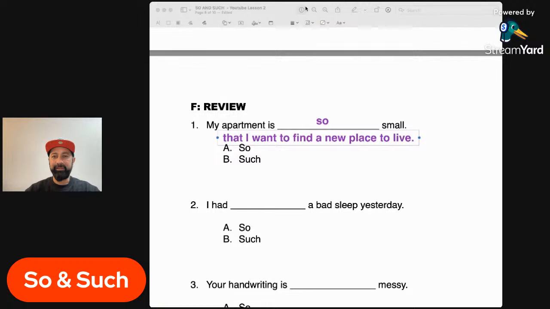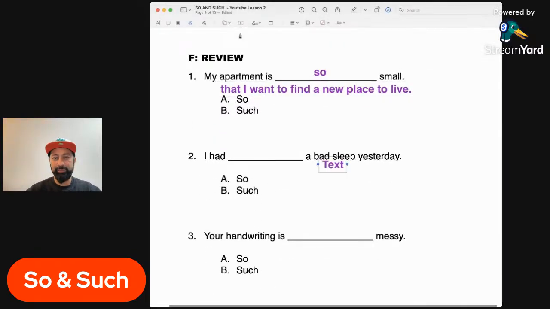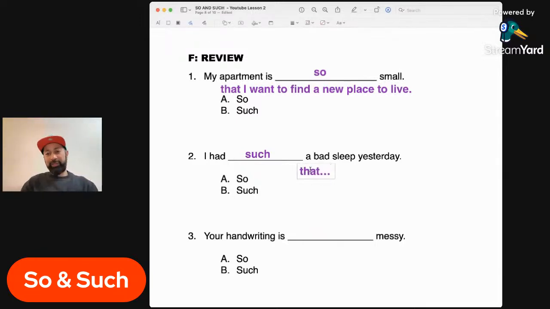Okay, so let's do number 2 and 3 from this example together, and then we'll move to the main part of the lesson. Number 2, we know that the answer was such. I had such a bad sleep yesterday. Now, I want you to finish the sentence using that, a subject and a verb. Please leave your answer in the comment section. If you're watching on the replay, please leave your answer in the comment section as well, and I will check your answers. I had such a bad sleep yesterday that, subject, verb.